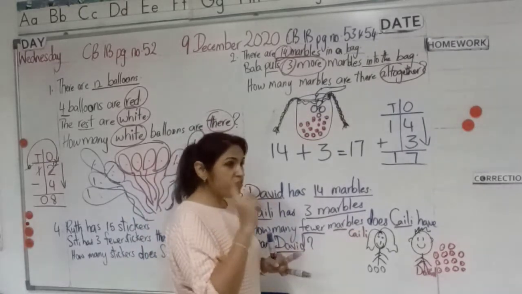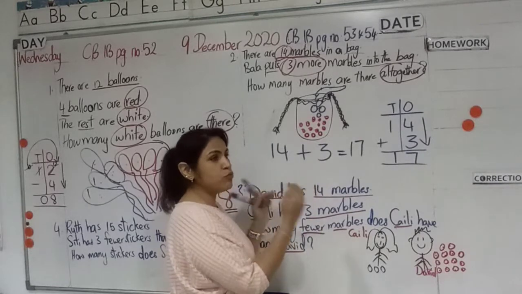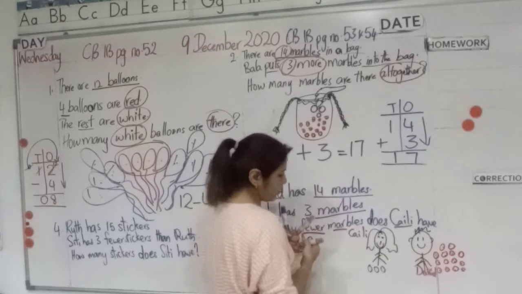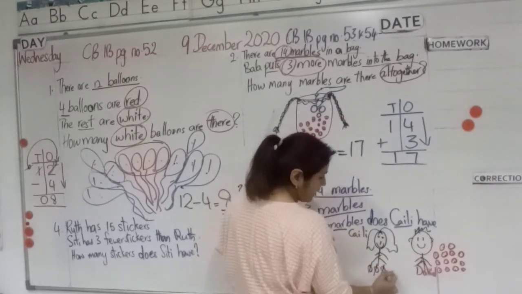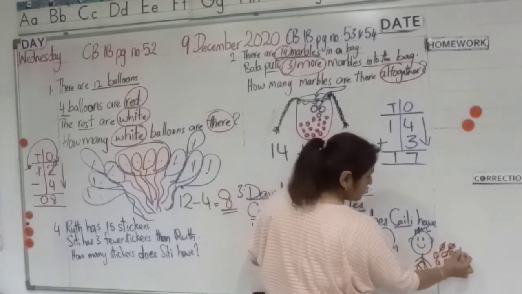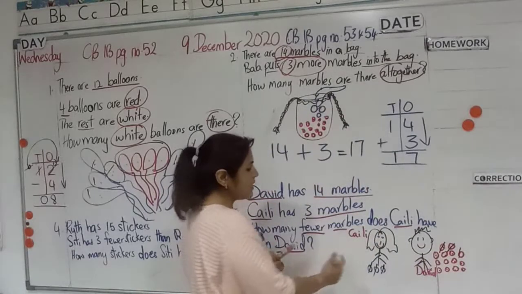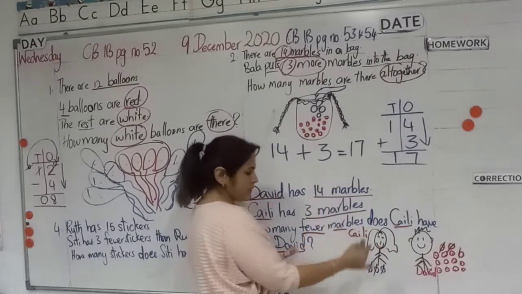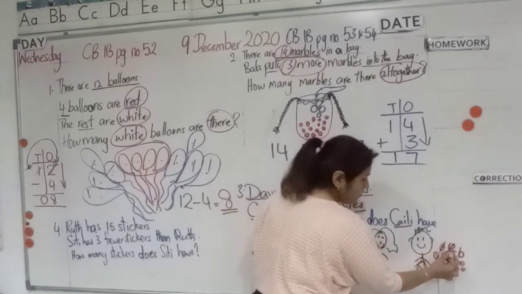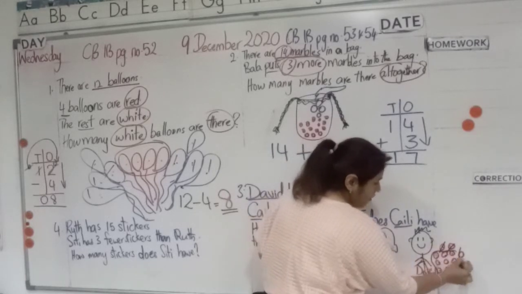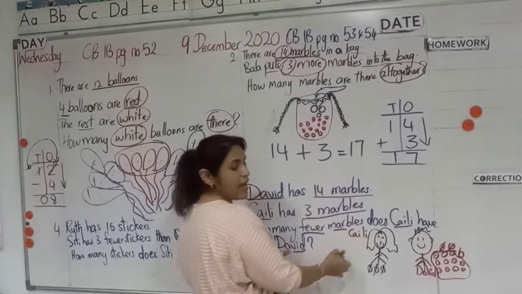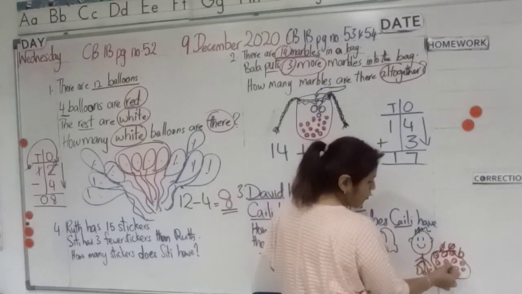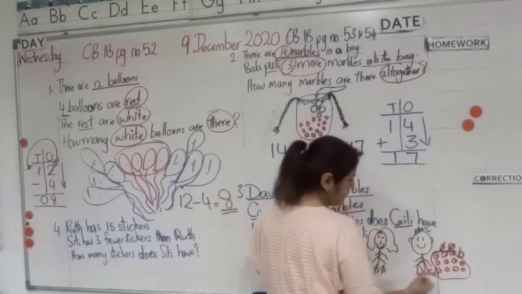Okay, now how do we find out? We first tally. That means we bring them to the same marbles. How? There are 3 marbles with Callie, which I'm going to strike, and 3 marbles of David, which I'm striking. That means Callie and David now have equal number of marbles, 3 and 3. So the rest of the marbles are the extra marbles which David has and Callie does not have. So how many are extra? 1, 2, 3, 4, 5, 6, 7, 8, 9, 10, 11.